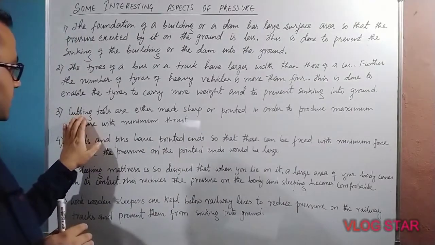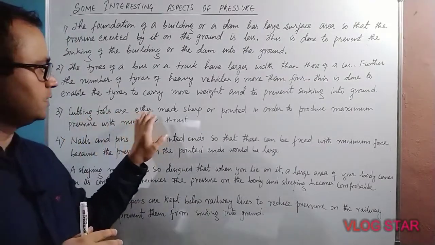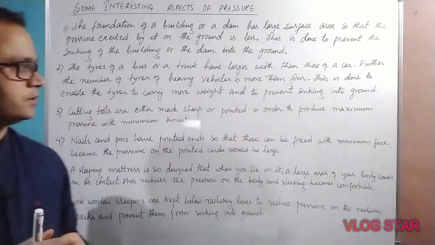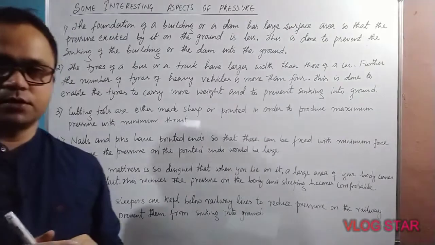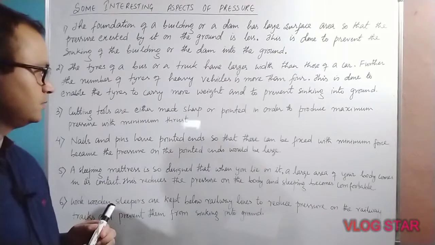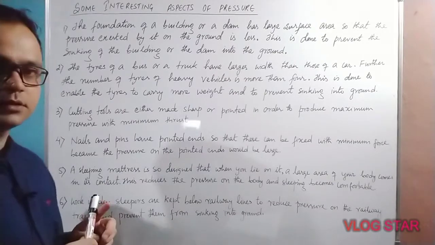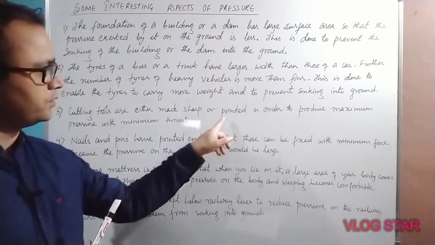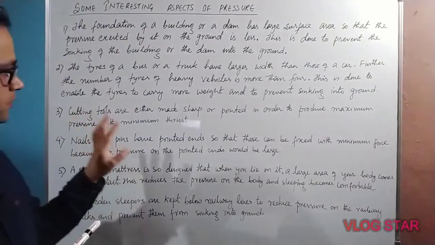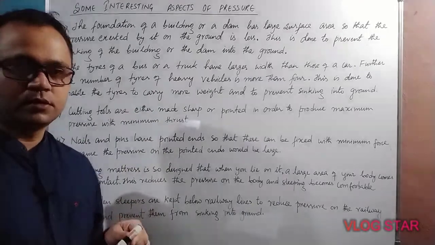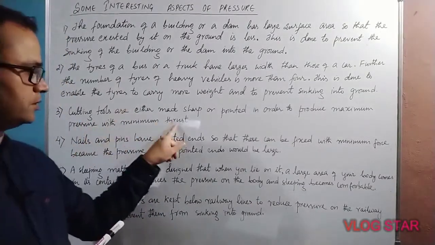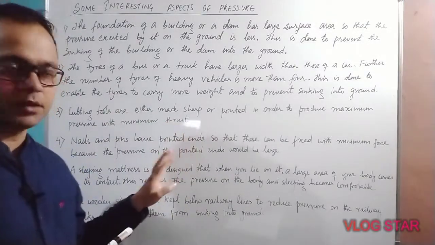Now number 3: cutting tools are either made sharp or pointed in order to produce maximum pressure with minimum thrust. For example, a sharp knife. If the cutting tools are sharp, then the pressure is maximum at minimum thrust.